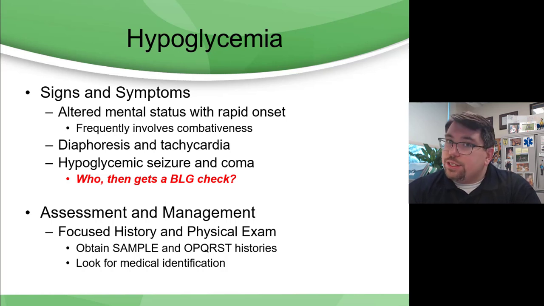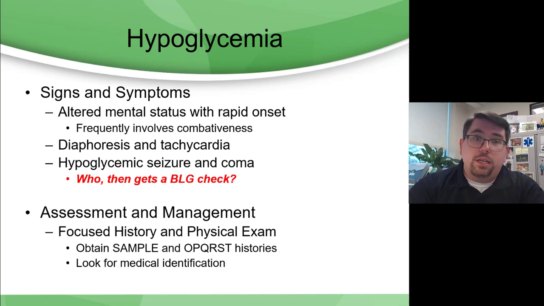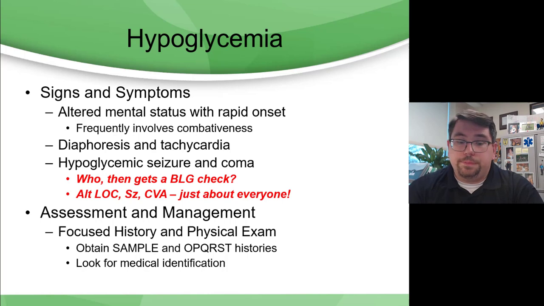We know that anyone that has a seizure automatically should get a blood glucose check. Anyone with an altered mental status should get a blood glucose check. Anyone with a history of diabetes should get a blood glucose check. And if you're not sure, check their sugar anyways, because it's just too easy to confirm or rule out as a potential for a differential diagnosis. Most of your assessments are going to be focused on the physical exam, SAMPLE history, OPQRST, medical alert tags, and then recognizing and assessing their blood glucose.